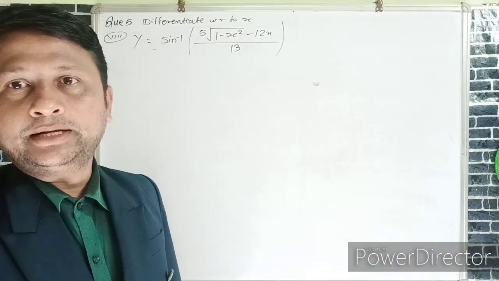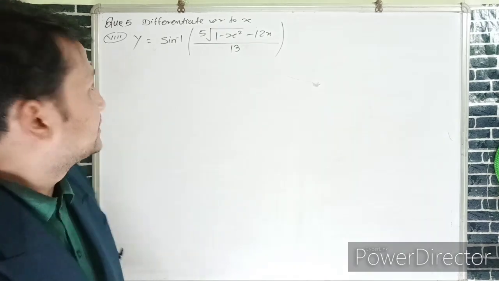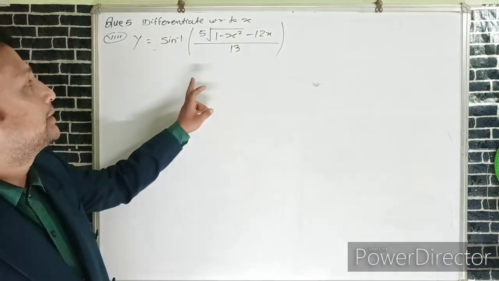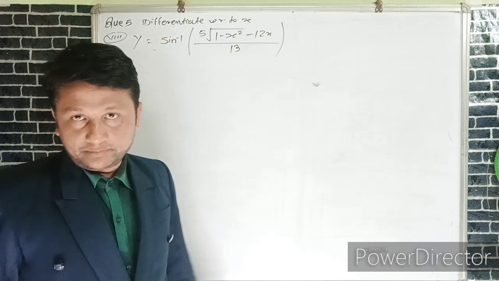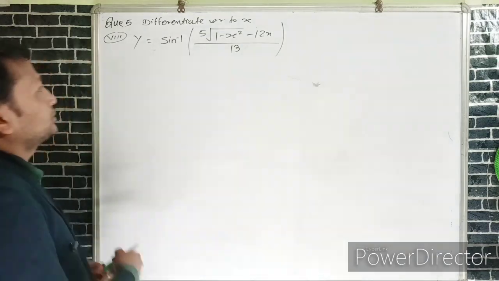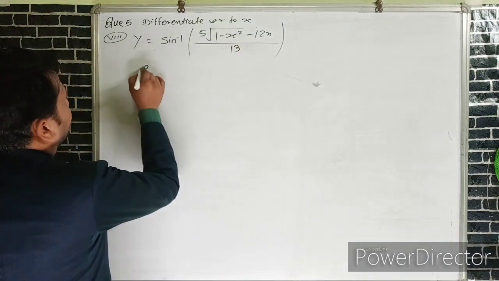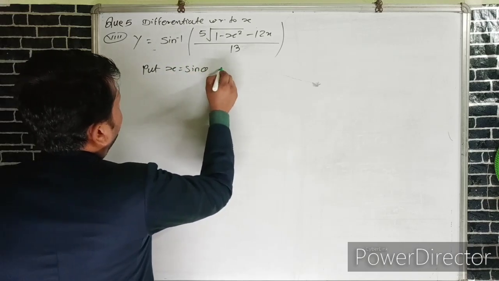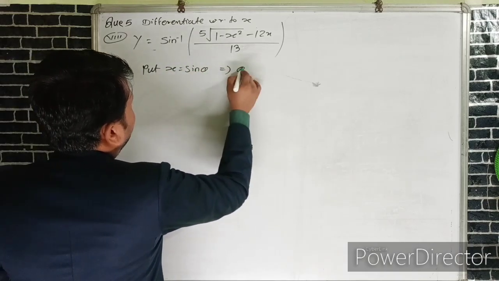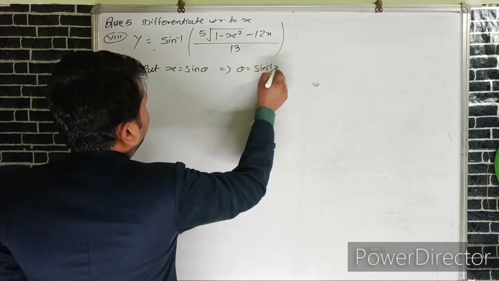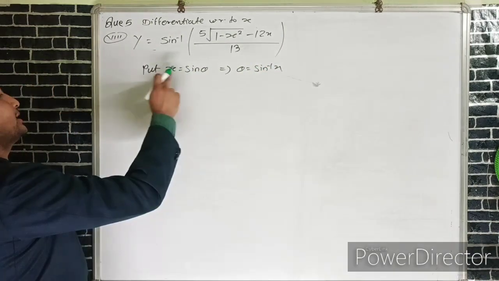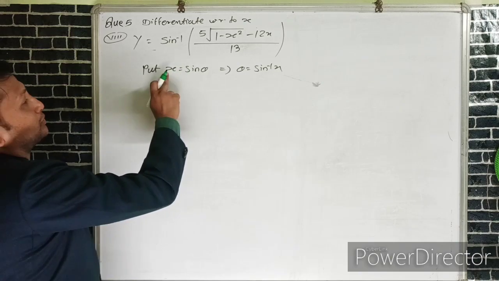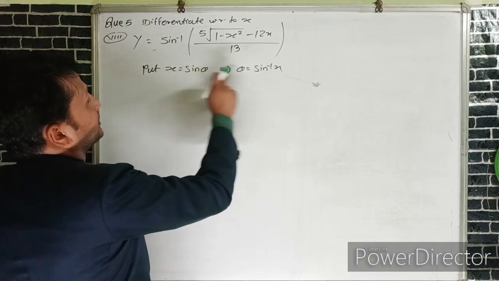Example number 8 is sin inverse of (2x times root of 1 minus x square) ... minus 12x upon 13. First we substitute the value of x is sin theta. If we put x equal to sin theta, then we get the value of theta as sin inverse of x. If we take this sin to the left side, this sin is converted into sin inverse, hence we can write the value of theta is sin inverse x.